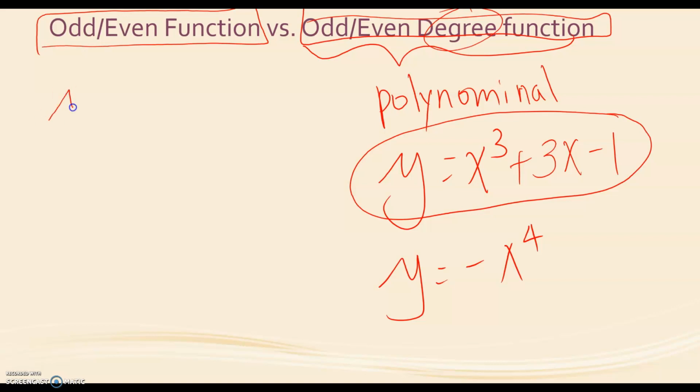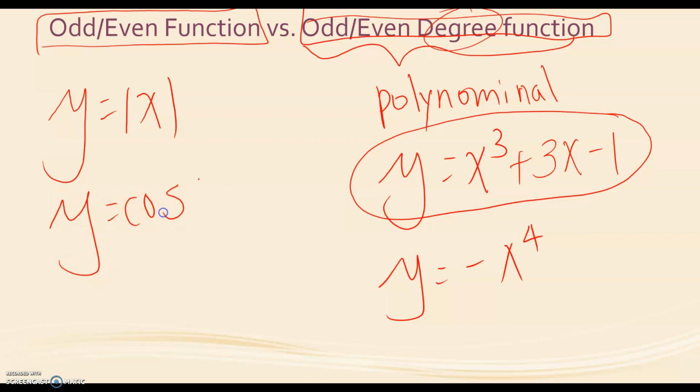For example, y equals absolute value of x. We know this to be an even function, but it's not even a polynomial. It's actually a piecewise function. y equals cosine x is known to be an even function, and again, it's not a polynomial function. So please make sure you know the difference between the wordings, and make sure when you read the question, you are reading into the wordings. And we understand the difference between when I say an odd even function versus an odd even degree function.